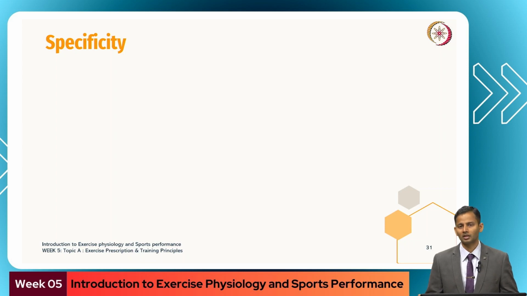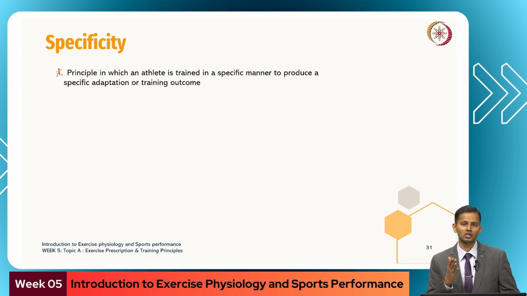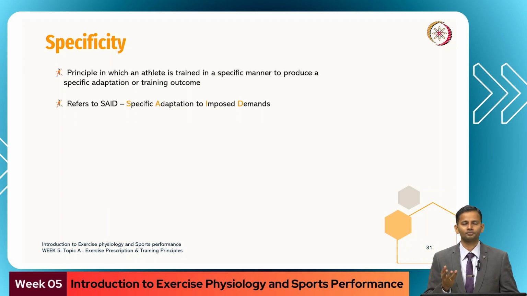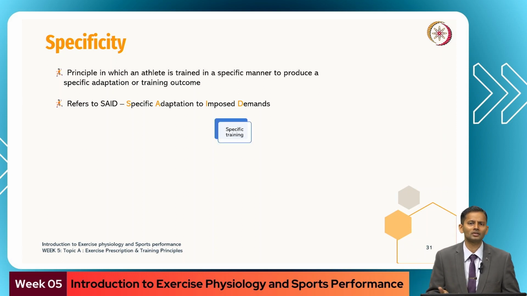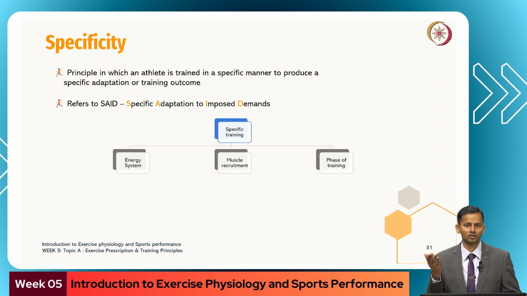Principle of specificity, as the name denotes, means that the specific type of demand, or the manner in which you impart the training, will give you specific adaptation to the stimulus. So it is commonly referred to as the principle of SAID. SAID is nothing but specific adaptation to imposed demand. So let's see the different ways in which specific training can give that kind of outcome.